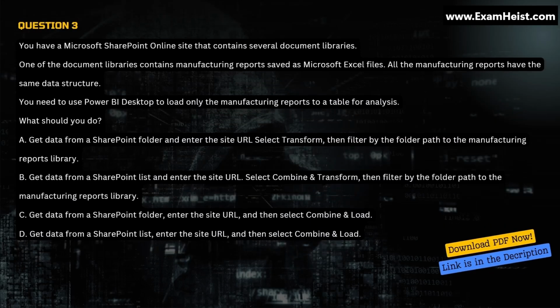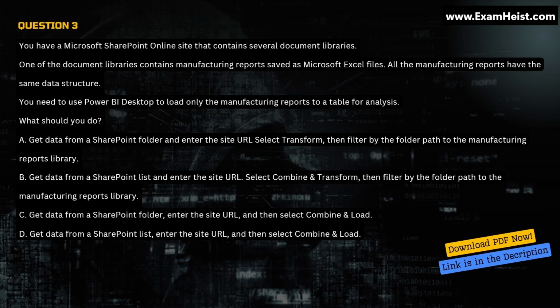Question 3. You have a Microsoft SharePoint online site that contains several document libraries. One of the document libraries contains manufacturing reports saved as Microsoft Excel files. All the manufacturing reports have the same data structure. You need to use Power BI Desktop to load only the manufacturing reports to a table for analysis. What should you do? A. Get data from a SharePoint folder and enter the site URL. Select Transform, then filter by the folder path to the Manufacturing Reports library.